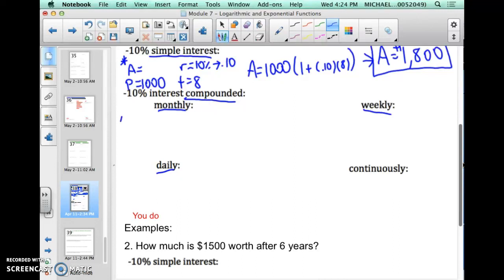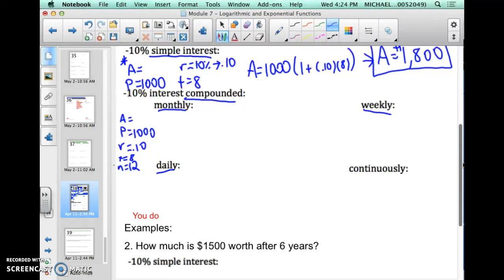So my A is still unknown. My P is still 1,000. My R is still 0.10. T is 8. And in this case, the question I have to ask myself, what does monthly mean? Well, in reference to a year, there are 12 months. So it's going to be compounded 12 times. So again, monthly means how many times is it compounded in a year? 12, because of 12 months. Now I have all of my pieces for my formula.